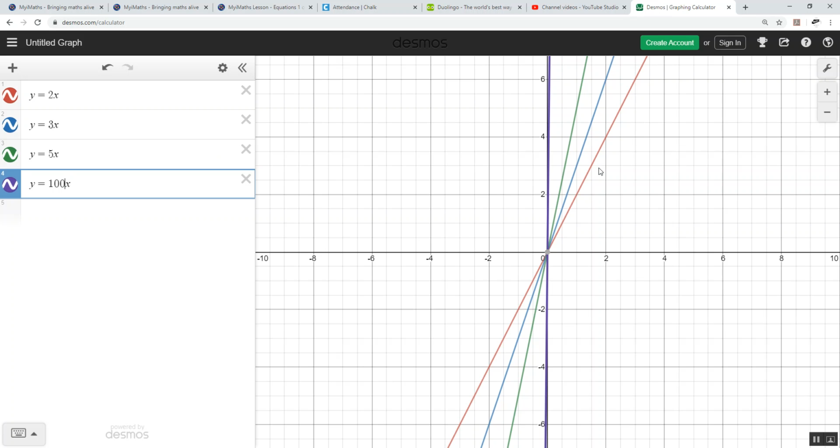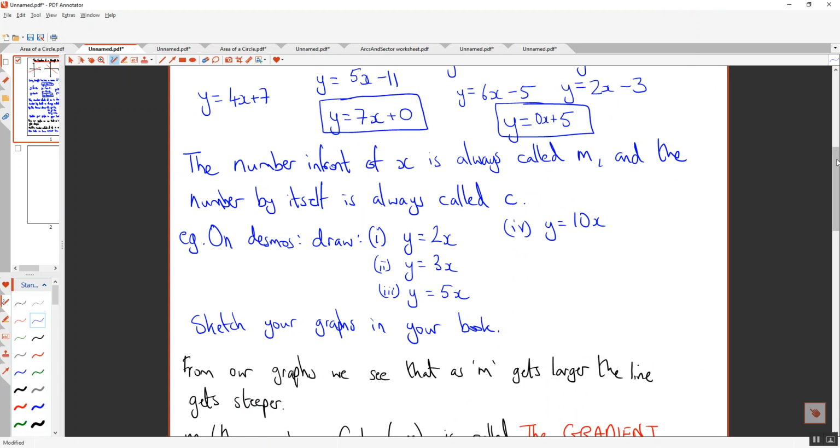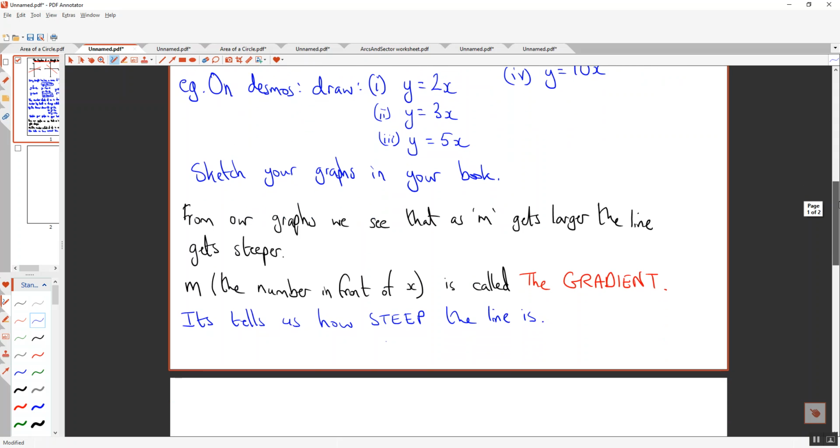You can see this one is really steep. That's 100x, and if I put in a really small number, like 0.01, that's not steep at all. So the bigger the number in front of x, the steeper the line. And we discovered that last time.